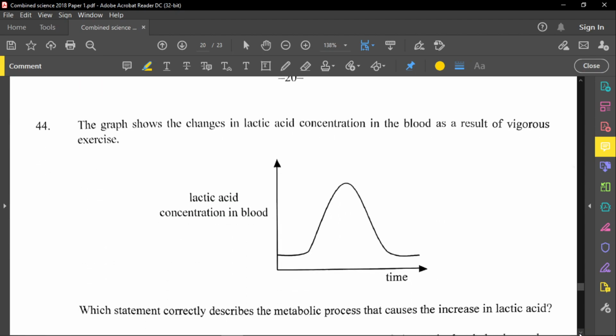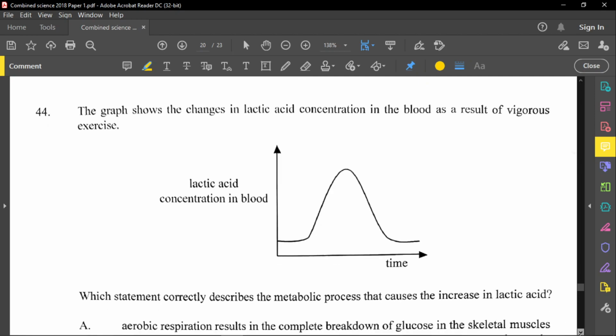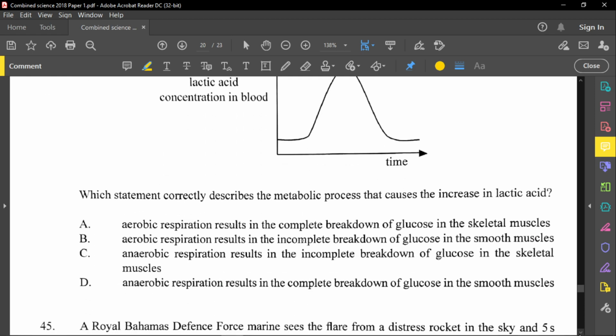All right, so 44. The graph shows the changes in lactic acid concentration in the blood as a result of vigorous exercise. So we have lactic acid concentration in blood on the Y axis and time on the X axis. Which statement correctly describes the metabolic process that caused the increase in lactic acid? So what could cause an increase in lactic acid? Now we have aerobic respiration for A and B. Aerobic respiration does not cause an increase in lactic acid. That's the first thing you need to think about.